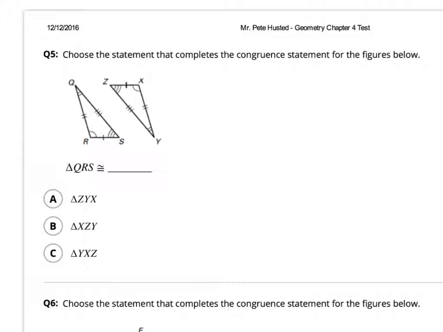Okay, question 5 wants to know triangle QRS. So QRS, pay attention to how it's labeled. It starts with the double arc, to the single arc, to the triple. Is it congruent to which of these three triangles? Okay, so make sure when you pick one, it goes in the same order as this one.